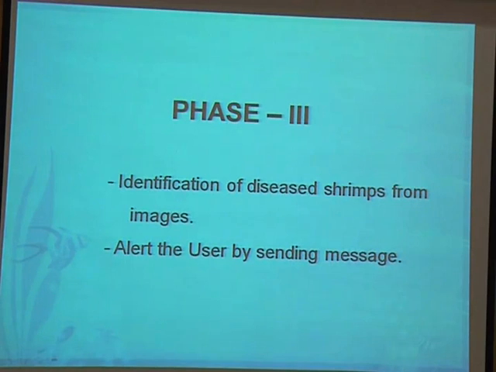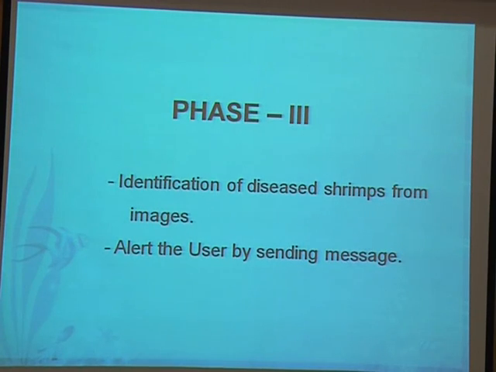And in the third phase of the implementation, we are avoiding the farmer. That means in the second phase, the farmer has to take the decision whether the shrimps are diseased or not. But now in the third phase, we have to train the system so that the system itself identifies whether the shrimps are diseased or not. If any one of the shrimp gets diseased, then immediately the information will be sent to the farmer. Then he will take the further action.